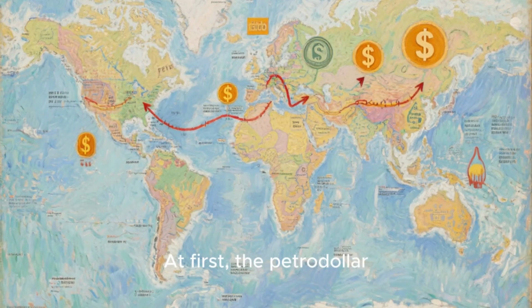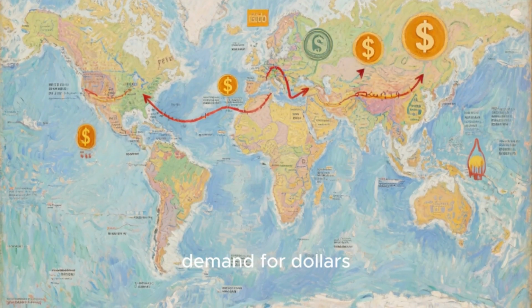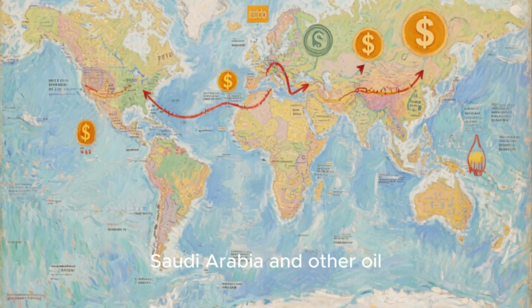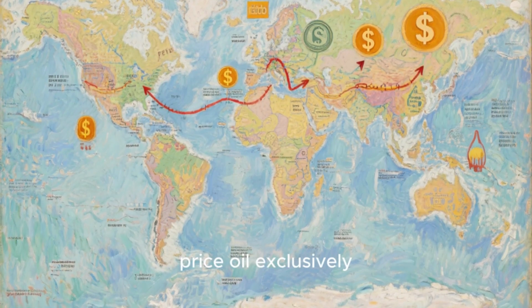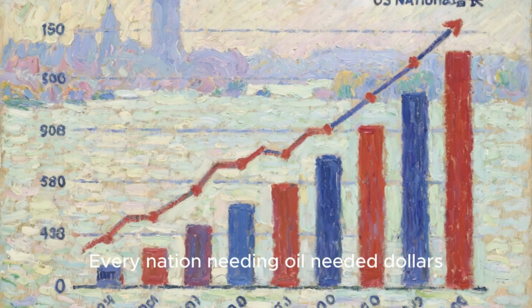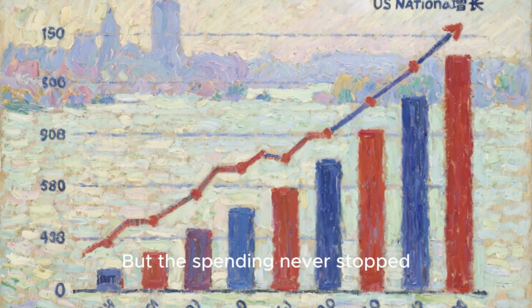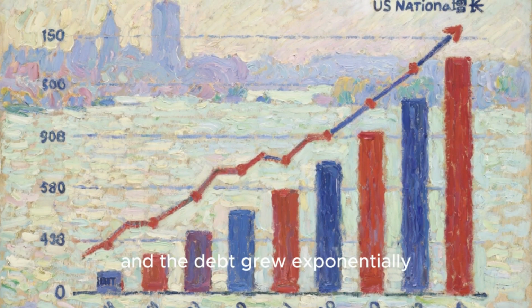At first, the petrodollar system established in the 1970s created artificial demand for dollars. Saudi Arabia and other oil producers agreed to price oil exclusively in dollars in exchange for US military protection. Every nation needing oil needed dollars, creating global demand. But the spending never stopped, and the debt grew exponentially.